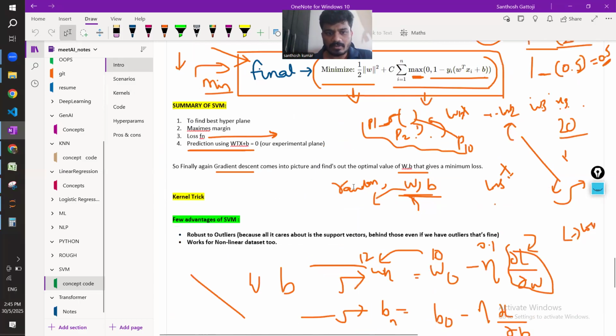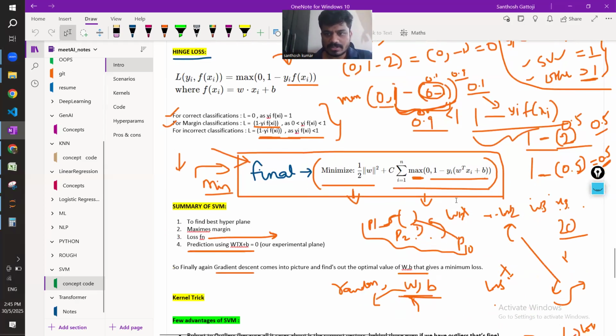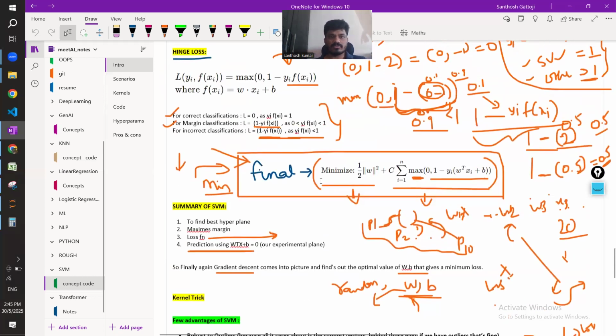And then finally, we also went through this loss function for three different cases: for a perfect classification, for a marginal classification where the point will be in between the margin and the hyperplane, and for the incorrect classification, which will be on the other side of the margin plane. And then we have seen this final equation and the summary. Also finally, we understood that gradient descent is the one which will help us find the optimal values of W and B, which are useful to find the equation of the plane. So these are the fundamentals of SVM.